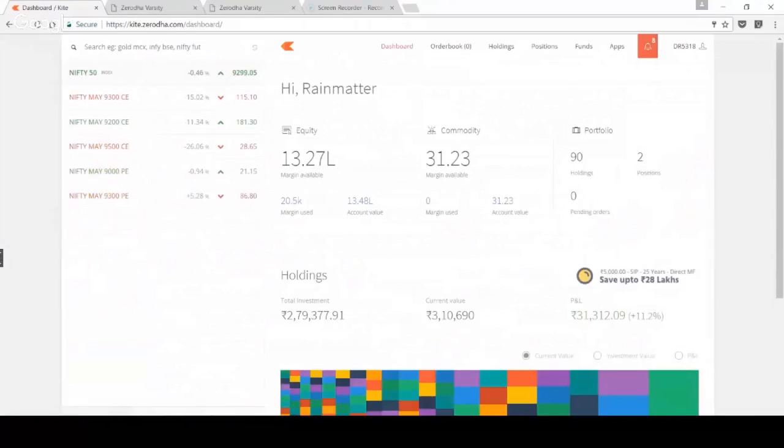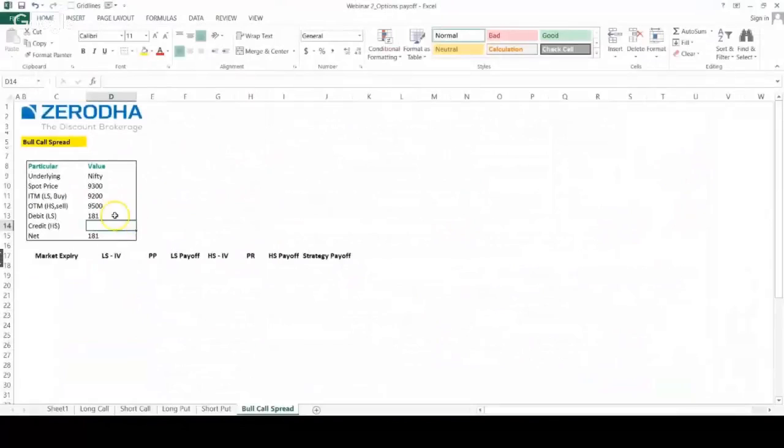The 9,500 call option is trading at 2865. So a part of this 181 is being financed by my sale of an out of the money call option, right? Now, after I enter this position, the market can go anywhere. So I will take the spot price as 9,300.